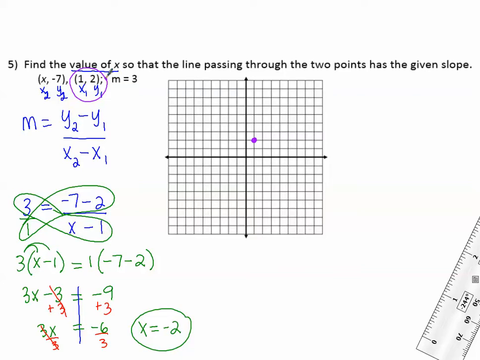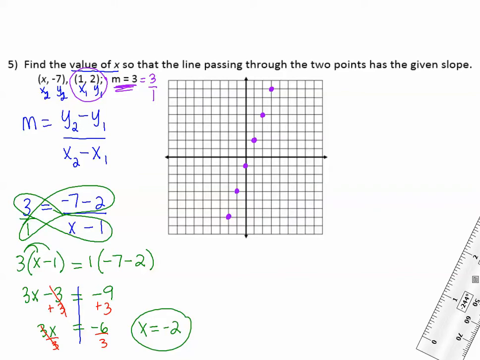Now I'm going to use the slope, which is 3 over 1, to find some other points. Up 3 over 1, up 3 over 1. Now let's go backwards because we've run out of room. Down 3, left 1. Down 3, left 1. Down 3, left 1. Now I have no more room.